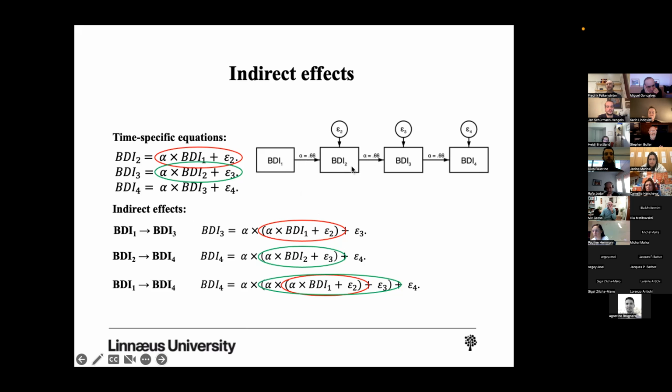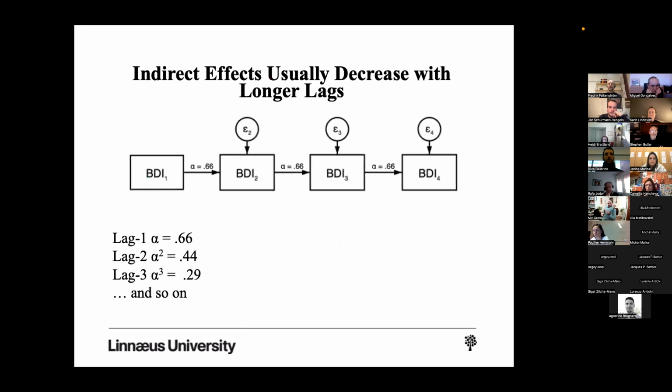And we can do the same for BDI2, obviously, on BDI4, or BDI1 to BDI4. So we see here that it's already becoming quite complex in this fairly simple model. And we can see also that the indirect effects will decrease the longer the lags there are. So the lag 1 effect here is 0.66, we already know that. The lag 2 effect will be this one times this one, which is 0.44. And the lag 3 effect is BDI1 on BDI4. That's alpha, how do you say that? Cubic version of alpha, 0.29 anyway. So the further apart the measures are, the smaller the indirect effect will be, as long as these effects are below 1, which they usually are.